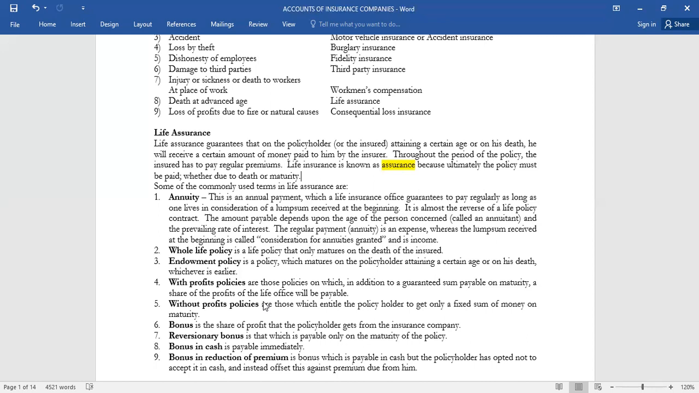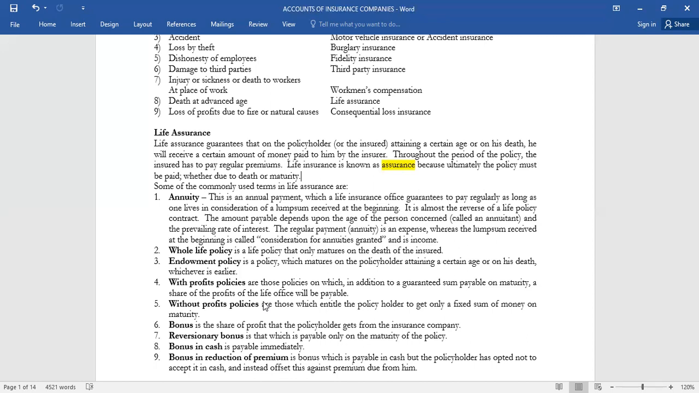Then you have the reversionary bonus. And a reversionary bonus in this case is when it is only payable at maturity. So what will happen is the insurance company will be declaring bonuses, yes, but these bonuses will be rolled over, or ploughed back, until your insurance policy matures. It is at maturity that you are going to be paid the bonus. That's why we are calling it reversionary. We plough it back, to be paid on maturity. Then we have bonus in cash, and this is what is declared and paid immediately.